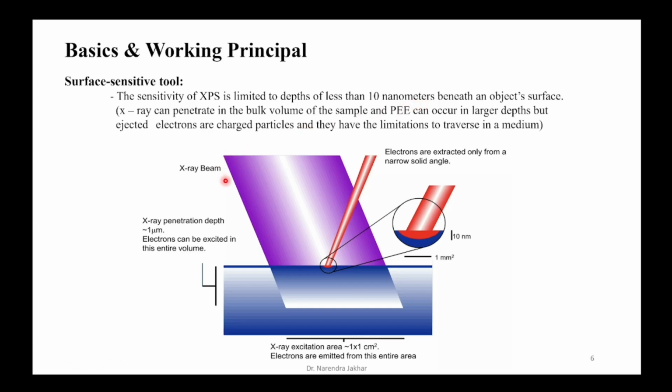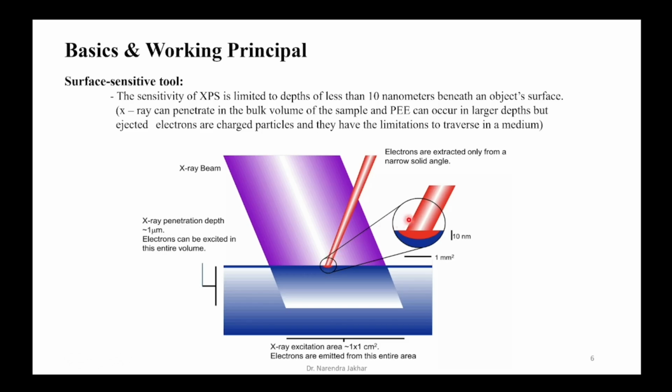So in this picture, this is the X-ray beam. The X-ray beam can penetrate up to 1 micrometer of depth inside the sample volume. There is no problem for the X-rays to travel larger distances or larger depths in the samples. Suppose this is a 1 by 1 centimeter square area, or the volume exposed to the X-rays, and electrons can be excited in the entire volume, but the electrons coming out from the surface are only from a very thin layer, less than 10 nanometers beneath the sample surface.